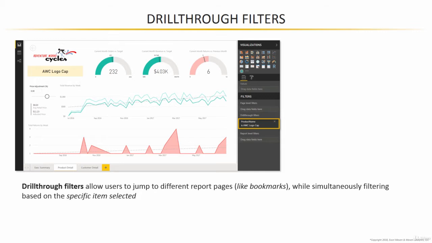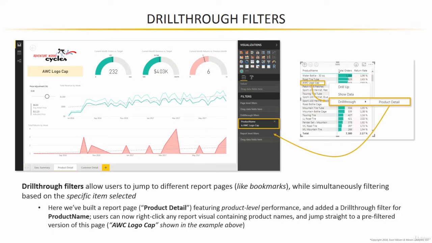But if you look at this example here, we've built a report page, product detail. This should look very familiar, featuring product level performance. Everything on this page is designed to show product level detail. And we've added a drill through filter for product name.